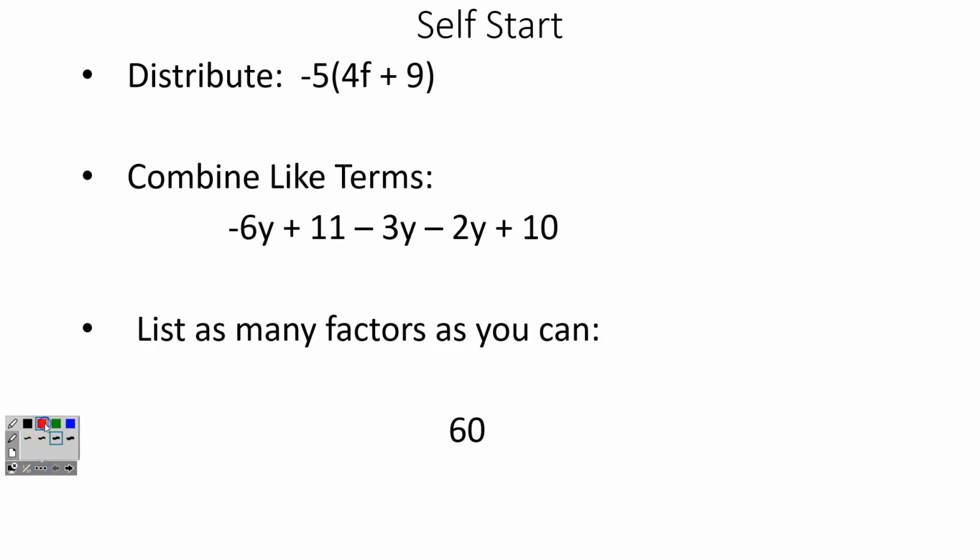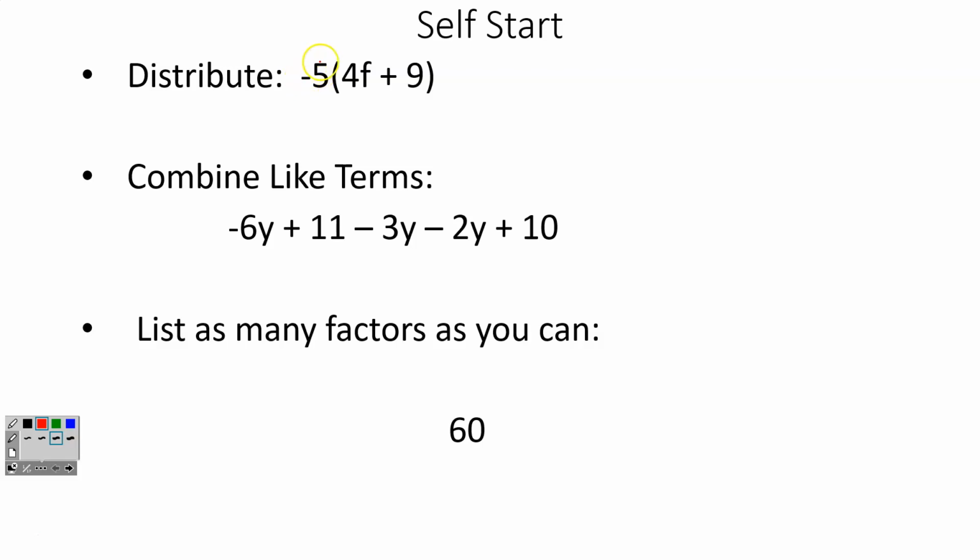First thing that we're going to do with the self-start is we need to distribute. Yesterday we talked about what distribute means. It's where we take the number that's outside parentheses and we multiply it by what's inside parentheses. And we do that by making rainbows. So I'm going to go ahead and do that with my sound effects.